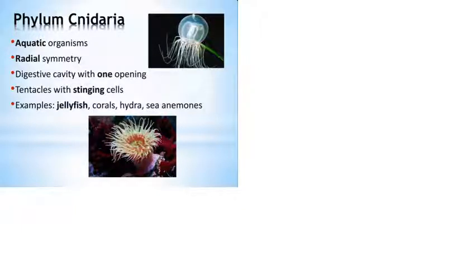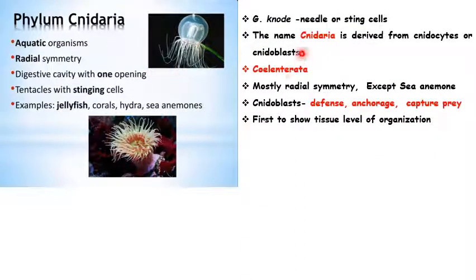So before we get to know more about Phylum Cnidaria, let's see why it is known as Cnidaria. Previously, it was known as Coelenterata. People used to call this group Phylum Coelenterata, but later, due to its stinging cells, it was named Phylum Cnidaria. Almost all animals in this group have stinging cells. So what is the meaning of Cnidaria? The meaning of Cnidaria is needle or stinging cells. The name is actually derived from cnidocytes or cnidoblasts. Hence it is known as Phylum Cnidaria.